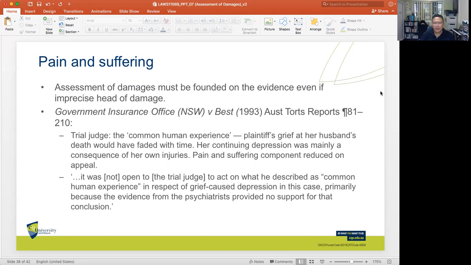And so here, the appeals court said that it was not open to the trial judge to act on what he described as common human experience in respect of grief-caused depression in this case, primarily because the evidence from the psychiatrists provided no support for that conclusion. So there had to be evidence proffered by a medical expert in that area.